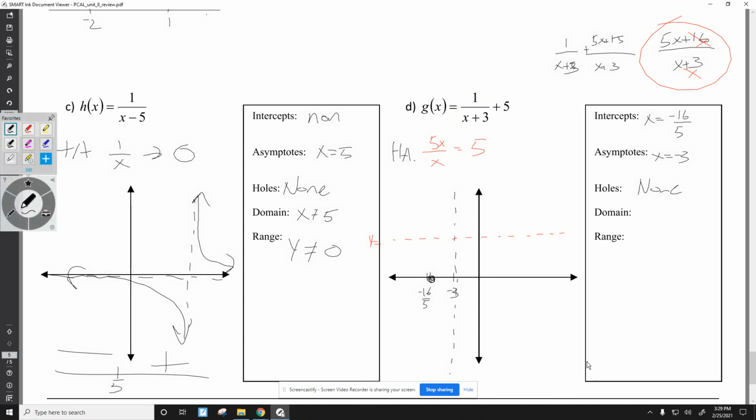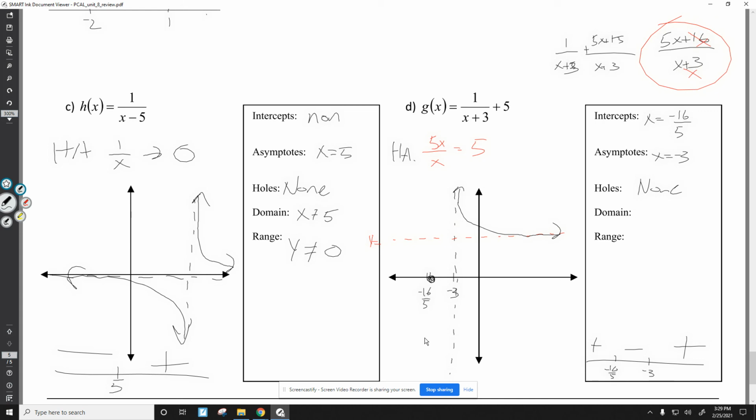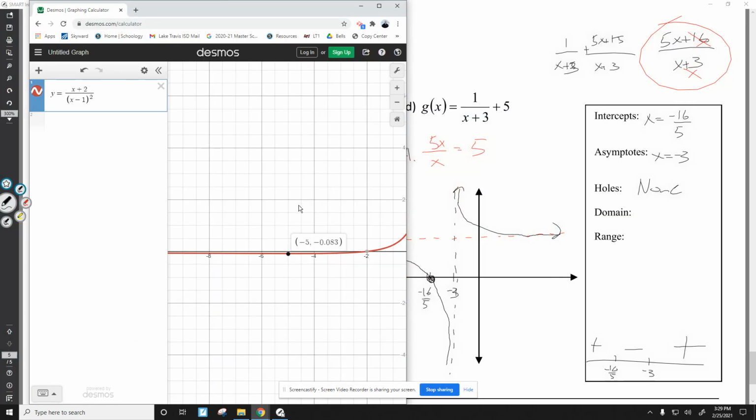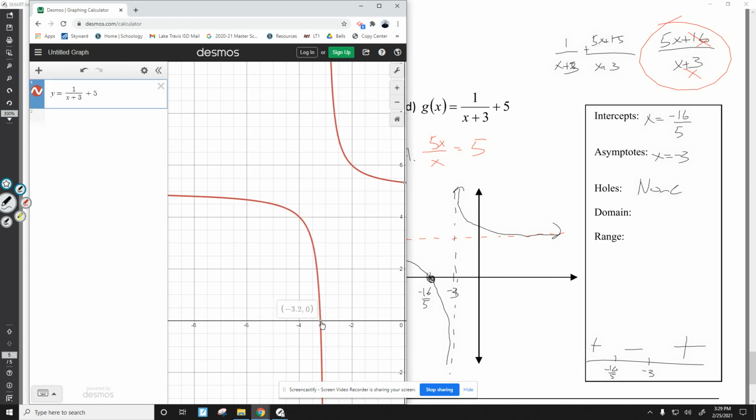So here we go. Let's do a sign analysis really quickly. Negative 16 fifths and negative 3. The multiplicities are 1. It's going to be positive, negative, positive. Okay, so positive trending towards y equals 5. Negative through there, positive. Okay, that's not that bad. Let's see that. 1 over x plus 3 plus 5. Oh yeah, there's negative 3. There's the negative 16 fifths. Boom.